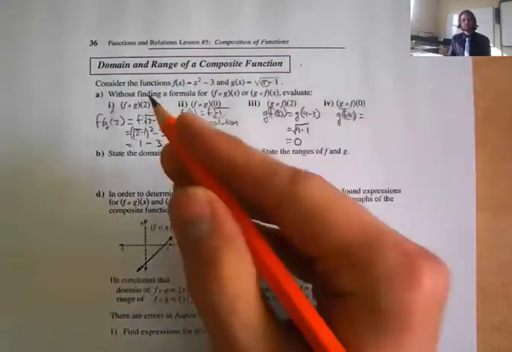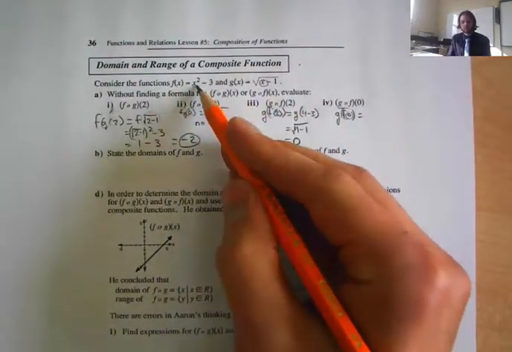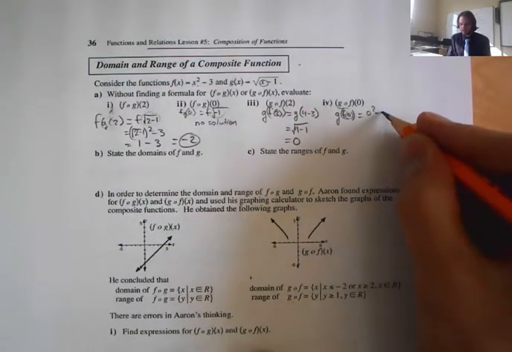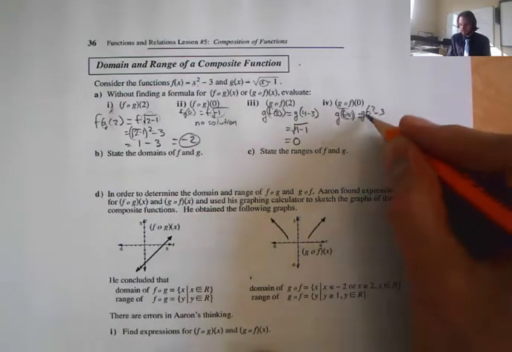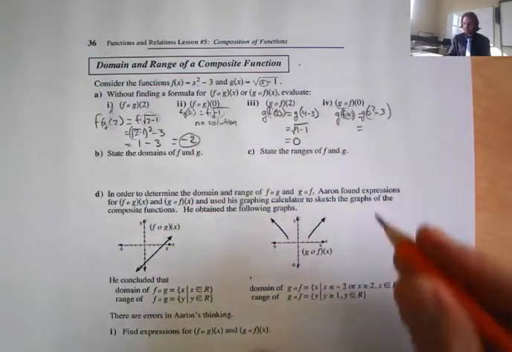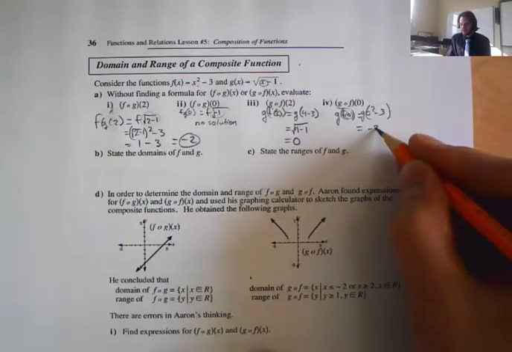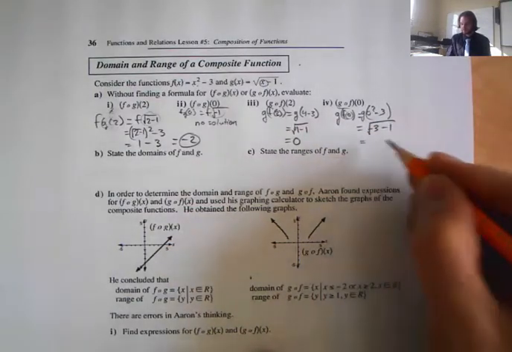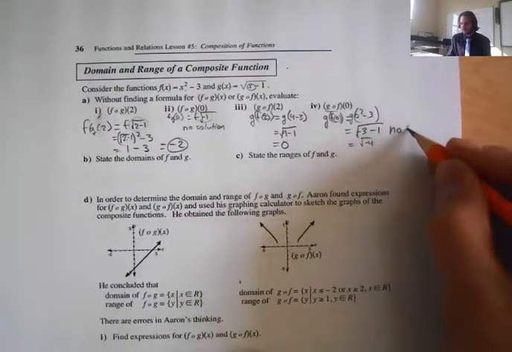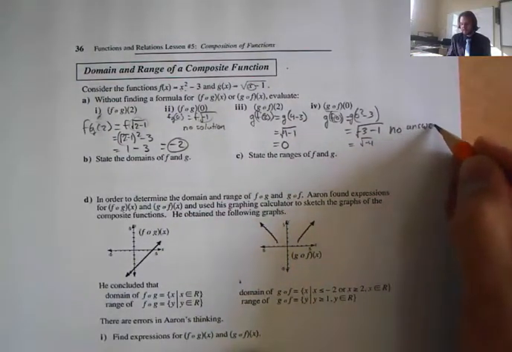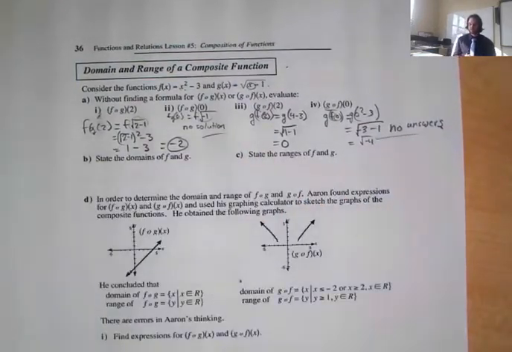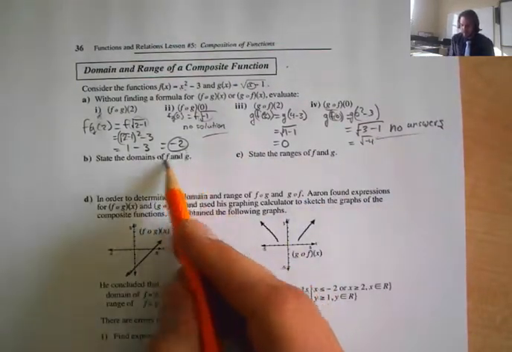Okay? So we have a look. We put in 0 for x squared. So it's going to be 0 squared minus 3. That's g, which gives me negative 3. So that is square root of negative 3, subtract 1. That gives me square root of negative 4. So there is no answer. Now, based on this, this one doesn't work, this one doesn't work. So can we state the domain of f and g?